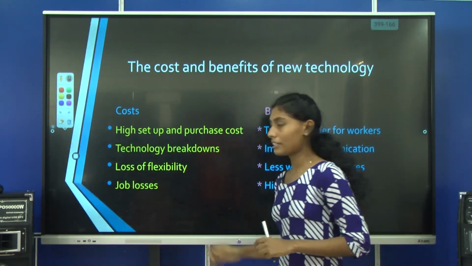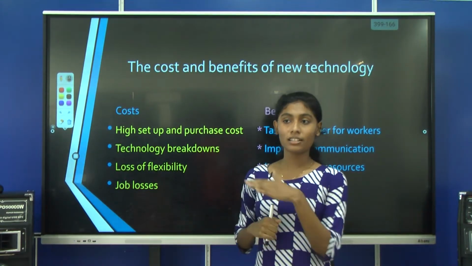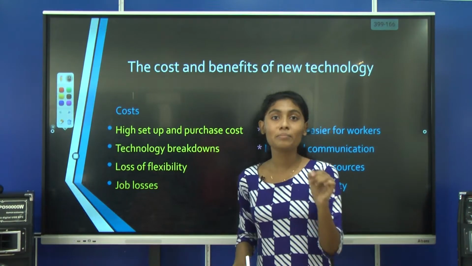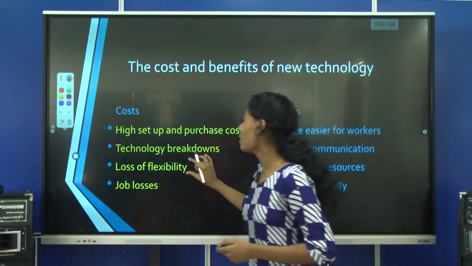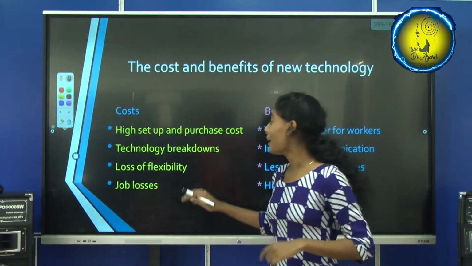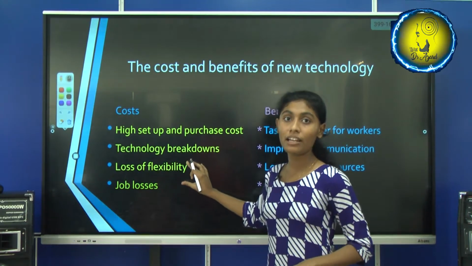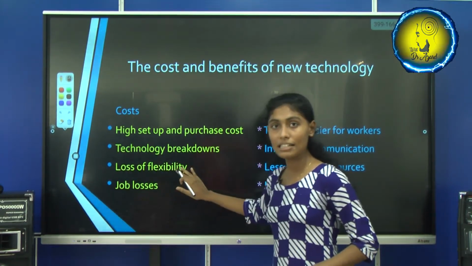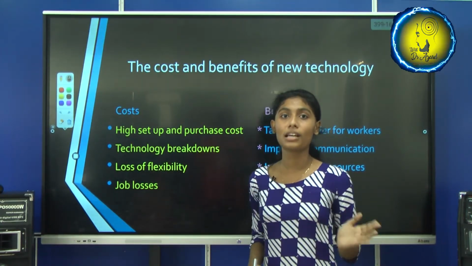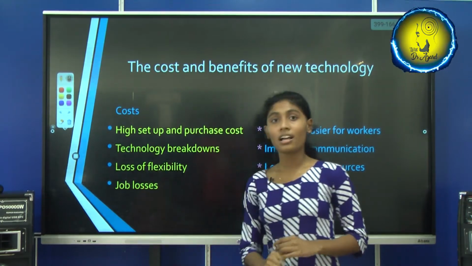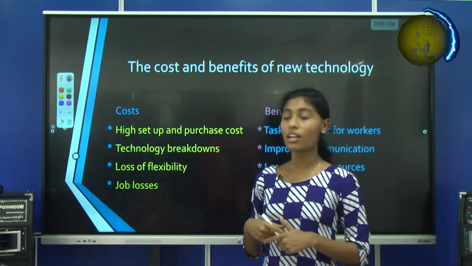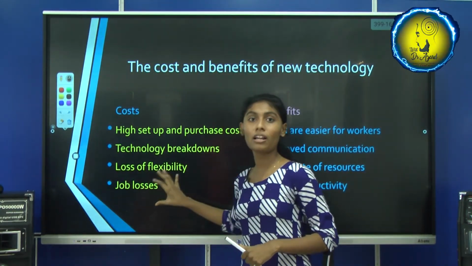Then we have loss of flexibility. If you have an automated car manufacturing factory, you can't make your factory an ice cream manufacturing factory the next day, because all the machines are automated and it's very costly, so we lose the flexibility. We can't change our business as soon as possible. Then we have job losses. Nowadays accountants are losing their jobs because we have so many accounting softwares. So because of this technology, many people are losing their jobs.